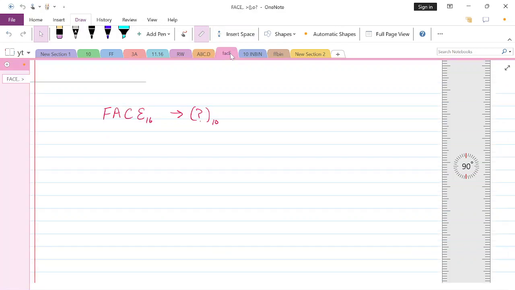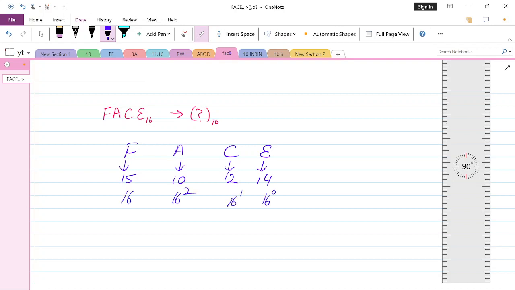Then one last example that is made up of all capital letters: F, A, C, E. Find out the decimal equivalent. F is 15, A is 10, C is 12, and E is 14. This position is 16 to the power of 0, 16 to the power of 1, 16 to the power of 2, and F lies at position 16 to the power of 3. So now you have to multiply these digits. So 15 into 16 to the power of 3.